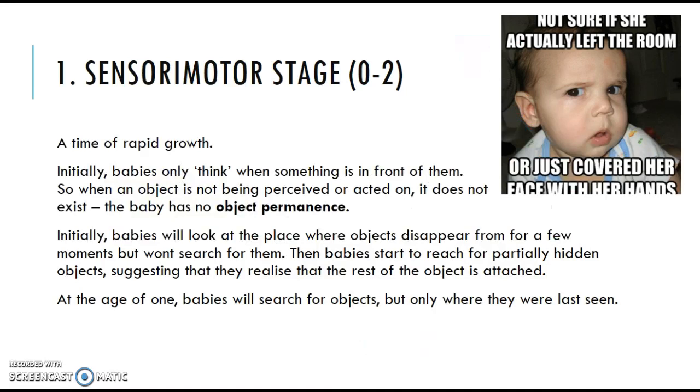So the sensorimotor stage then, this is from 0 up to about the age of 2. This is a very quick time in terms of the amount that we learn. We learn an awful lot in this stage. The biggest issue that we have to deal with when we are 0 to 2 years old is the idea of object permanence.